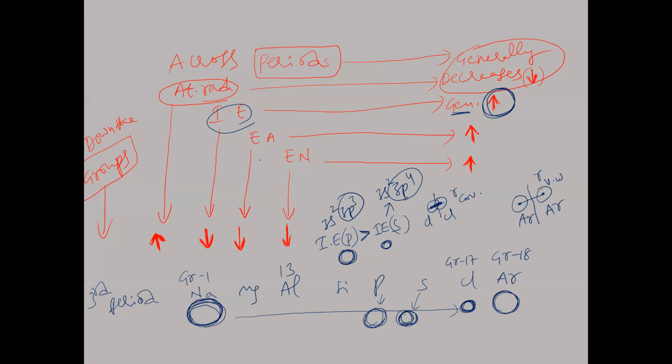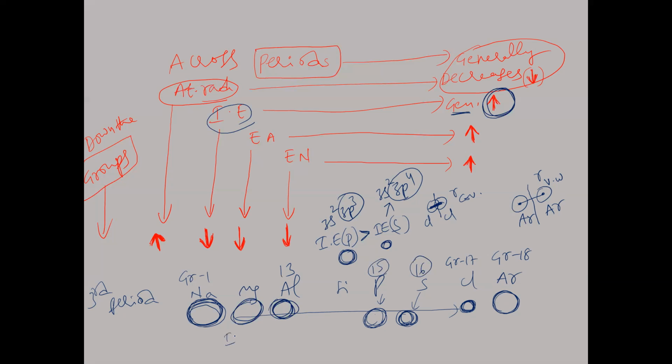If they ask you to explain, then we have to take the example of the 15th group element and the 16th group element. Next, if you take magnesium and aluminum, the magnesium size is more than the aluminum size. Magnesium size is greater than aluminum size.